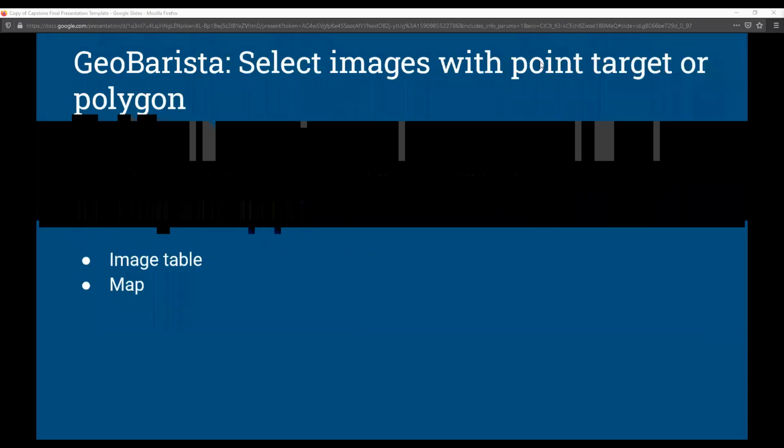There are two main ways to select images within our application, through the image table and on the map. On the image table, selecting images here is done by checking the corresponding checkbox or the Select All checkbox. On the map, to select an image, you can simply left-click on the map for a point selection or by using the draw selection tools.